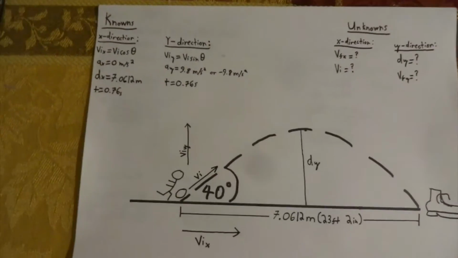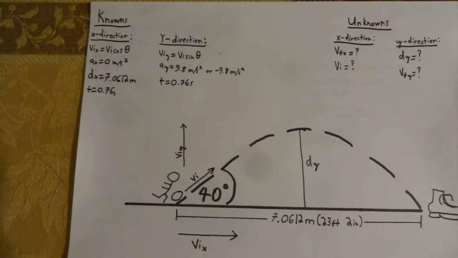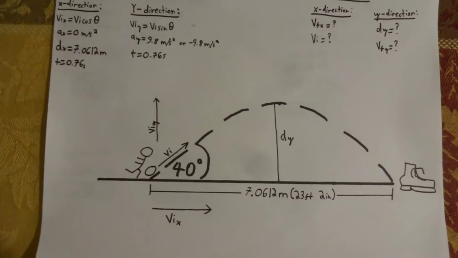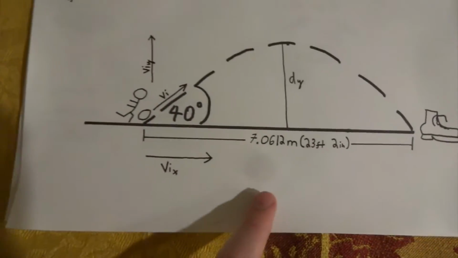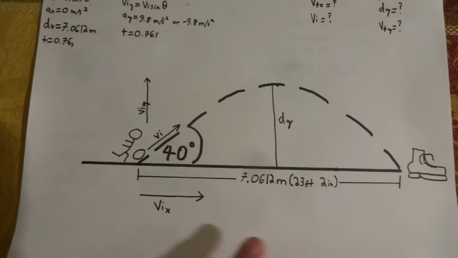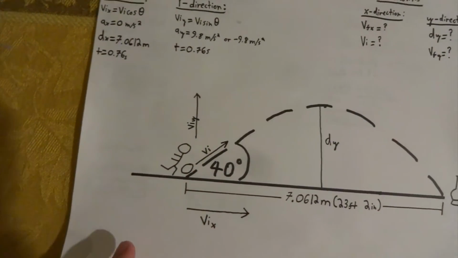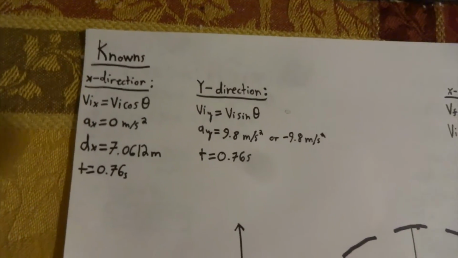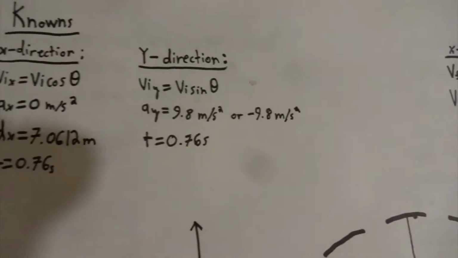Our first step for solving these variables would be to identify the knowns and unknowns. The knowns are what we already know. For example, here we know the total x displacement, and we know the angle at which the shoe was kicked in. The knowns here are split up into two directions, the x direction and the y direction.